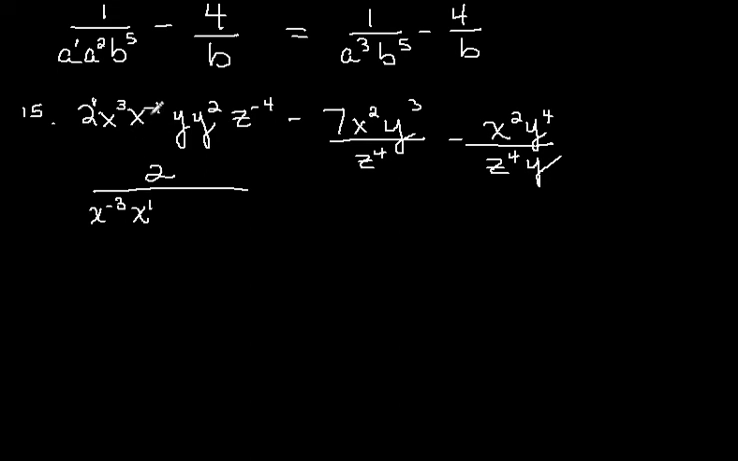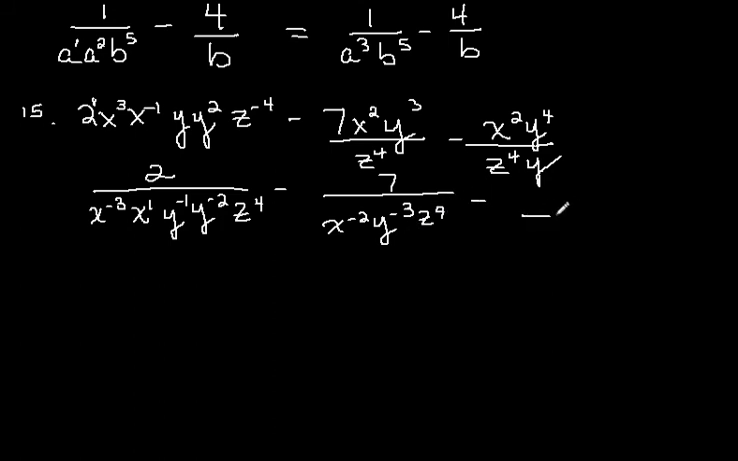These are your coefficients even though they're in the numerator. So we have 2 minus 7 would give us minus 5, minus 1 would give us minus 6, over x to the negative 2, y to the negative 3, z to the 4th. That one, I don't know if anybody got that right. It was that bad. Okay, 16.